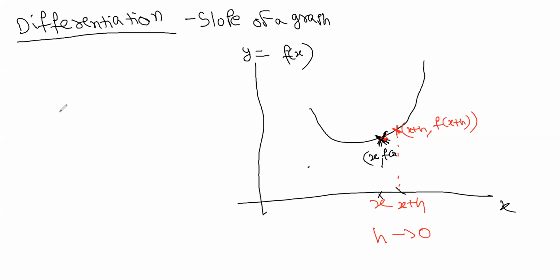Now tell me, what is the differentiation formula? By using y2 minus y1 by x2 minus x1. That's it. So dy by dx. So what is y2 over here? f of x plus h. This is y2, minus y1, what is y1? f of x, by x2 minus x1, that is x plus h minus x, that is h, right? So this is the limit, right?